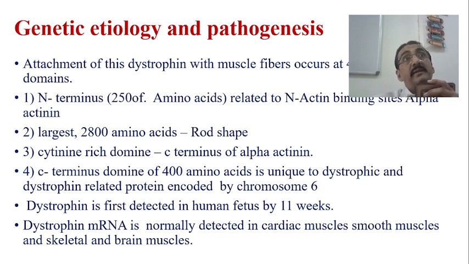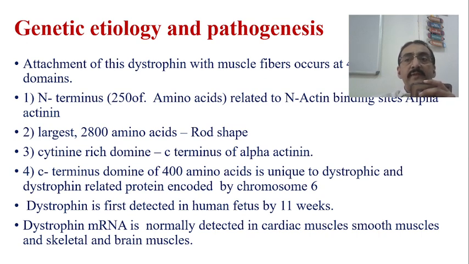Now, why is this so important? Because the attachment of dystrophin with the muscle fibers occurs at four distinct areas or domains. This is a detailed study of why absence of dystrophin causes muscular dystrophy.